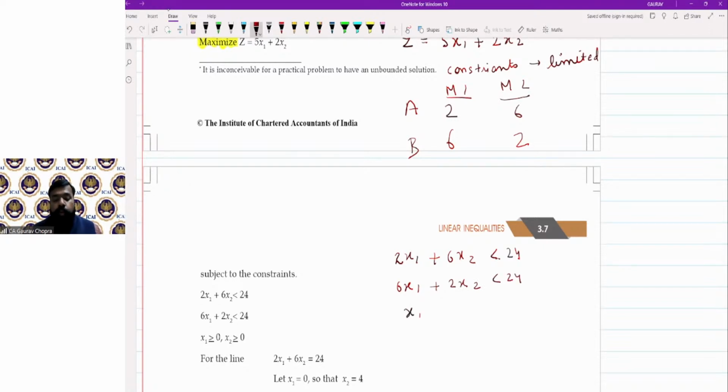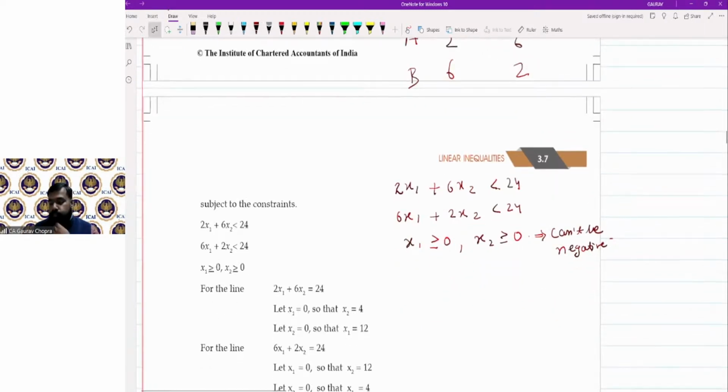Now number of units, can they be positive or negative? Of course, number of units are always positive. It can be 0 but cannot be negative. So x1 should be greater than or equal to 0. Similarly, x2 will also be greater than or equal to 0. So these values cannot be negative. ये values negative नहीं हो सकती हैं. All right.